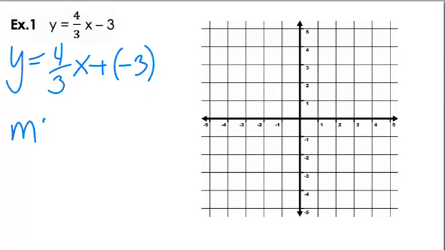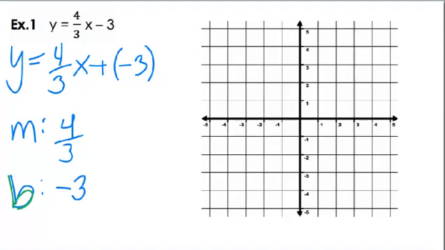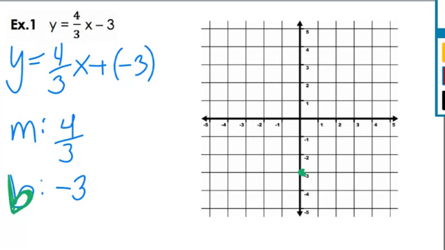Then I'm going to identify my slope is 4/3. My y-intercept is -3. Okay, so B is our beginning. It's where we're going to begin our graph. Okay, the y-intercept always represents the starting point. So my y-intercept, or my B, is -3. Then I'm going to use my slope to help me find the next point.